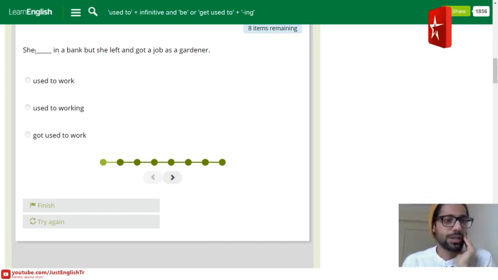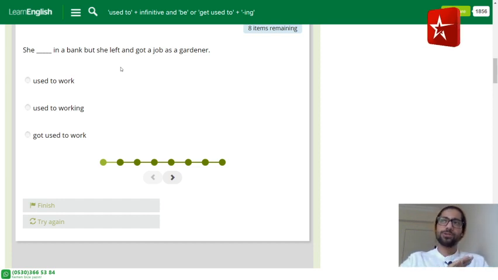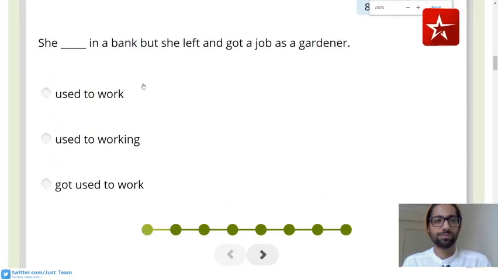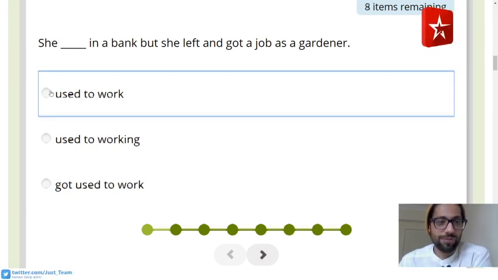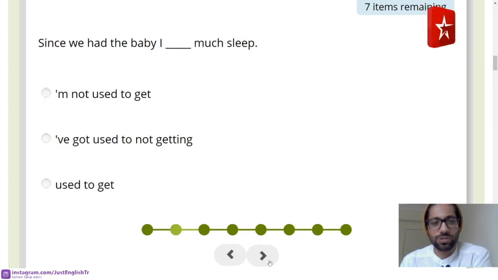You're amazing. She blank in a bank, but she left and got a job as a gardener. Something you are used to, but you are no longer used to. I'm just using used to everywhere. She blank in a bank, but she left and got a job as a gardener. Which one? A. I will choose very fast because, guys, I am trusting you here.